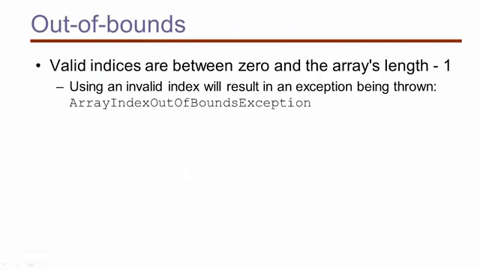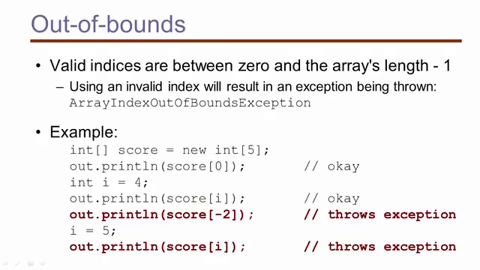The index that you use in an array reference must be an integer value in the range 0 up to the length of the array minus 1. If the index that you use is invalid, that is less than 0 or greater than or equal to the length of the array, then Java will throw an array out of bounds exception that will cause your app to stop. Here are several examples of valid array references and invalid array references. Note here how the index expression can be either a compile time constant or a runtime value, but it must be a valid index value.